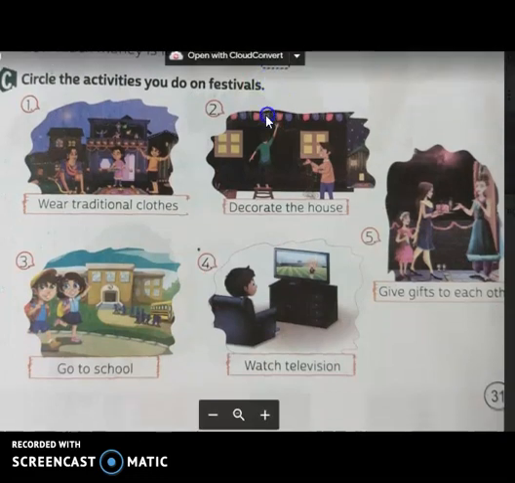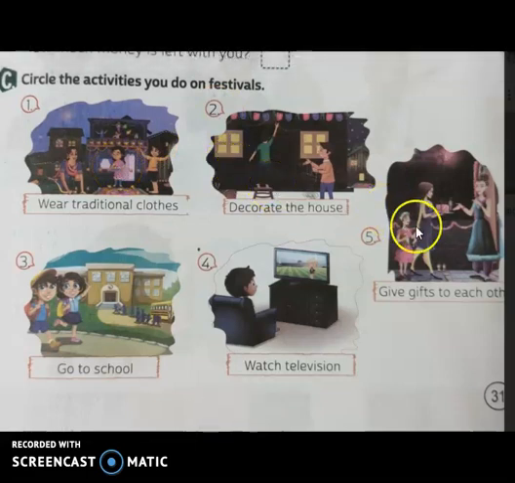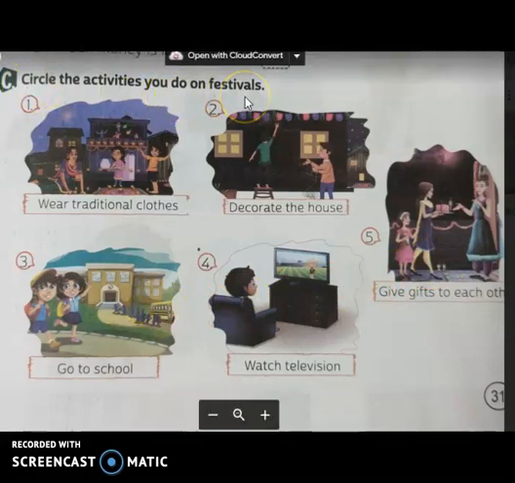Circle the activities you do on festivals. First, wear traditional clothes. Second, decorate the house. Third, go to school. Fourth, watch television. Fifth, give gifts to each other. So you have to circle it by yourself.